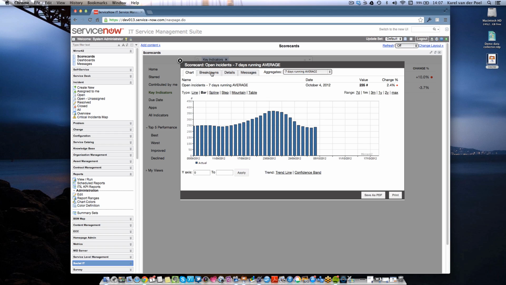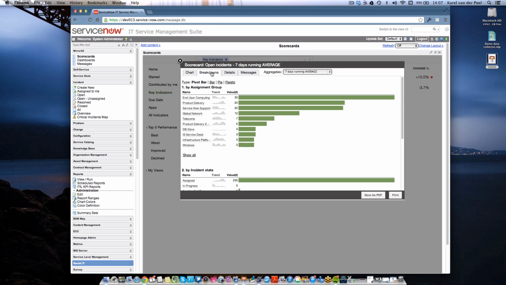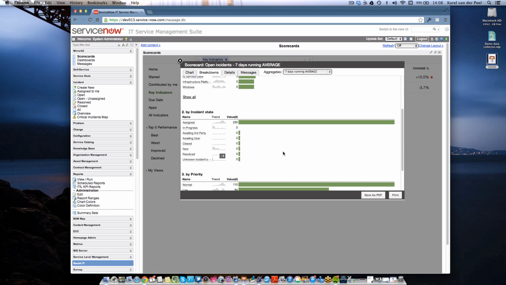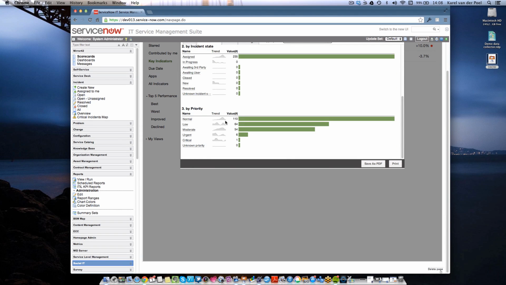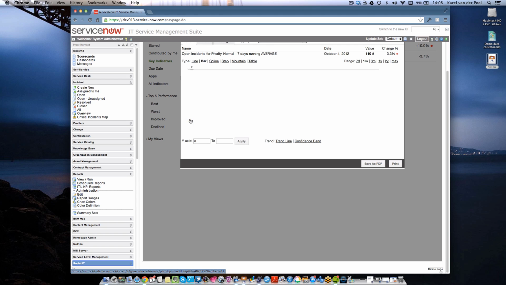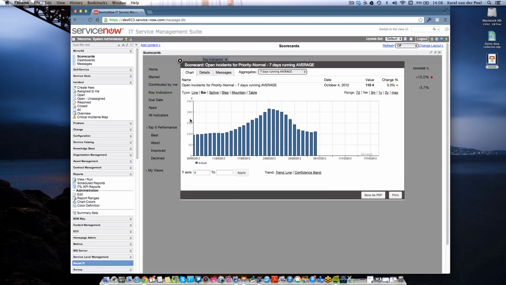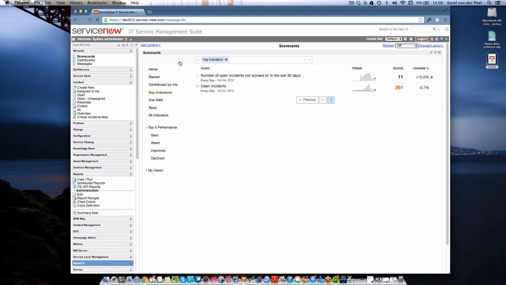I can do even more. I can zoom in from that 7 days running average view in the performance of my assignment groups or by incident state or by priority, so-called breakdowns. And as you can see, the trend is there as well, and I can continue zooming in on the trend. So that's the scorecard functionality.